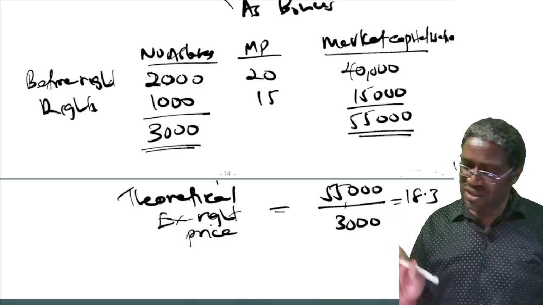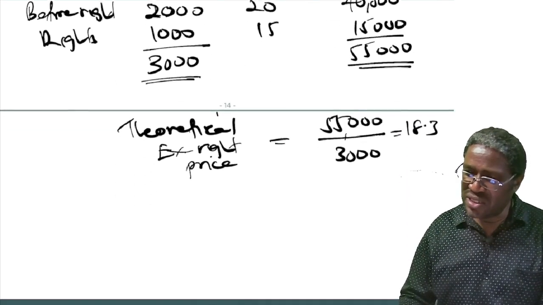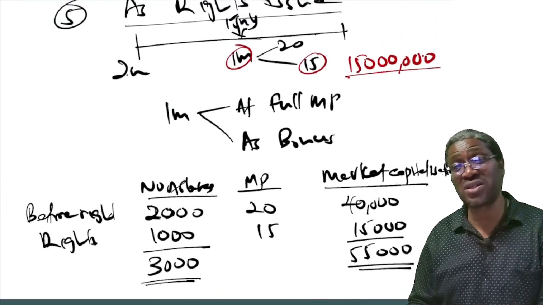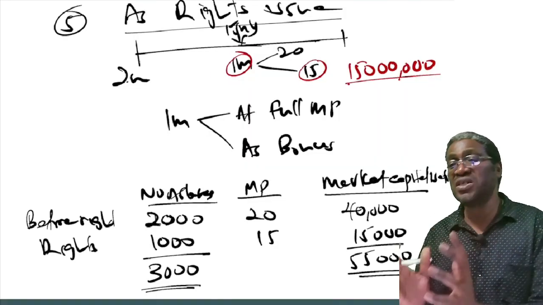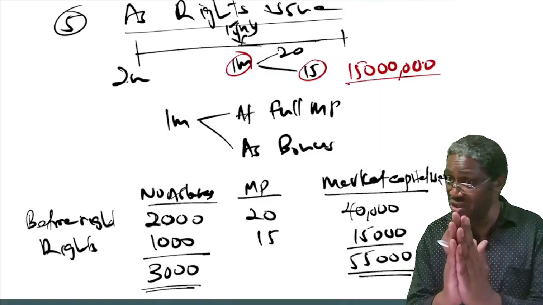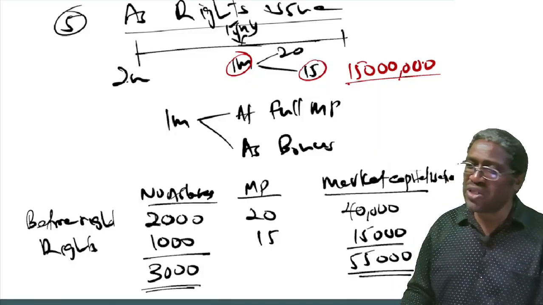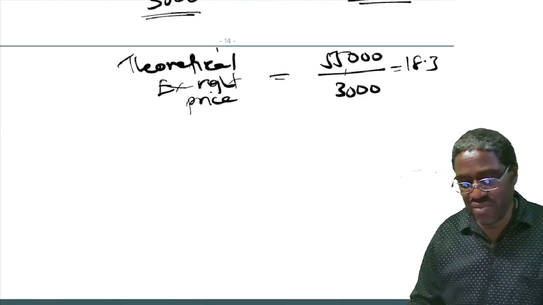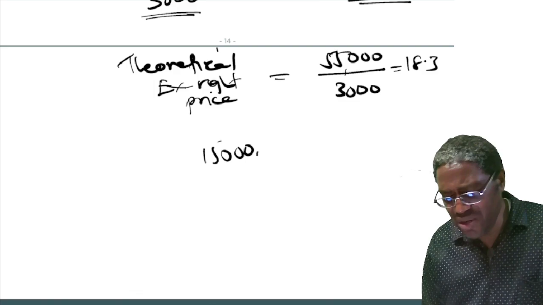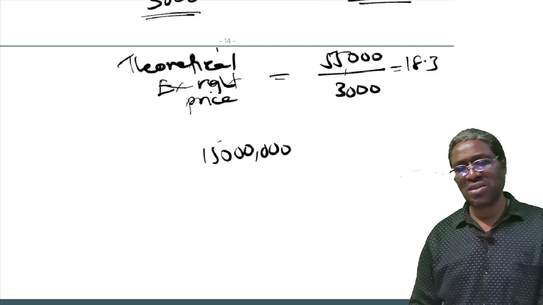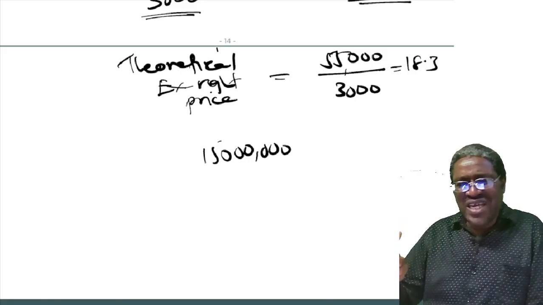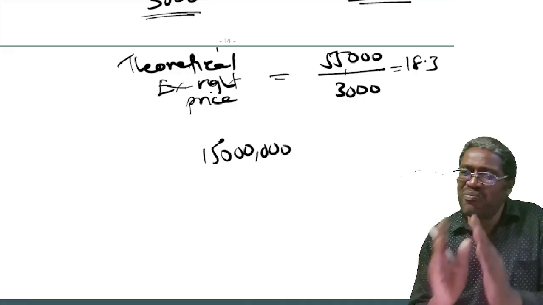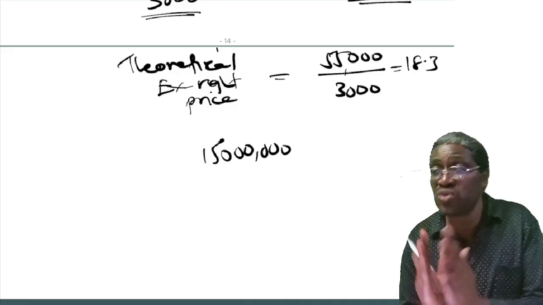Then after that, you will argue by saying, listen, we issued 1 million shares to these existing shareholders at a price of 15 per share. So they brought in 15 million. This 15 million that they brought in, we expect now the price to be 18.3. So this 15 million would have been enough to buy so many shares after 1st of July.